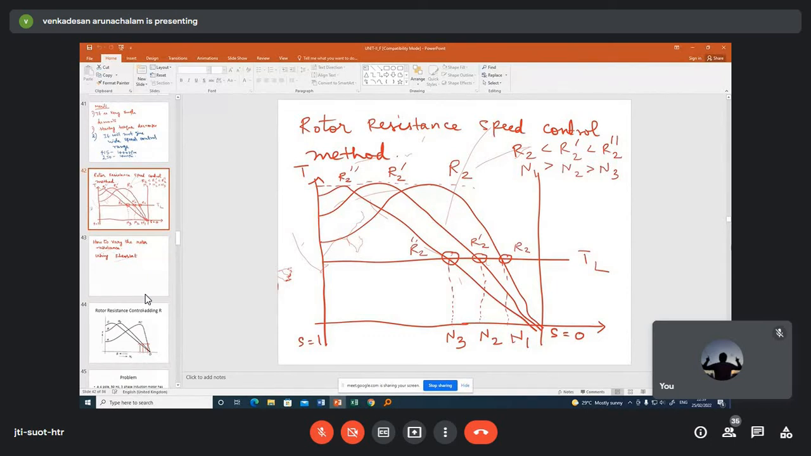So if you add external resistance to the rotor, draw the torque slip characteristics for various values of R. R2 is the actual rotor resistance, R2 dash is the increased rotor resistance, and R2 double dash is further increased rotor resistance. So R2 is lesser than R2 dash, lesser than R2 double dash. The torque slip characteristics we have already seen in unit 1 as the effect of rotor resistance variation in torque speed characteristics.